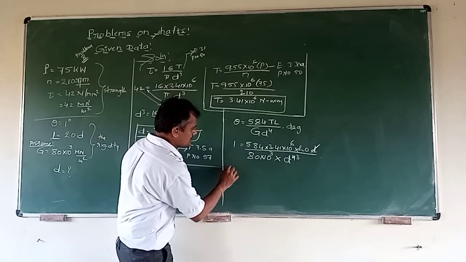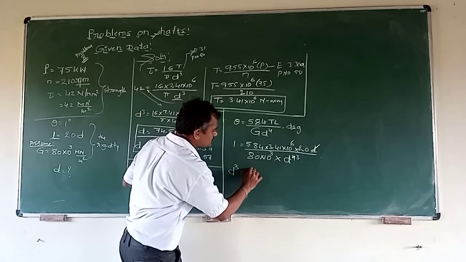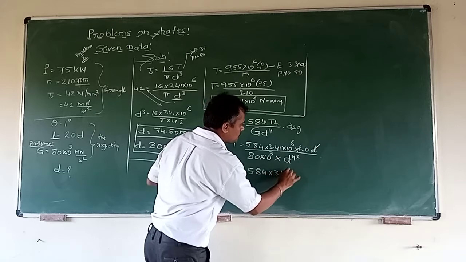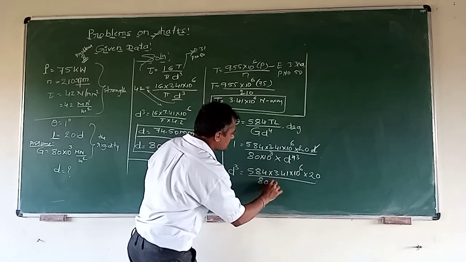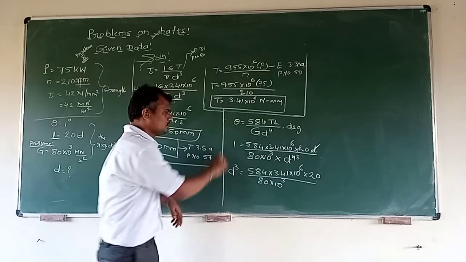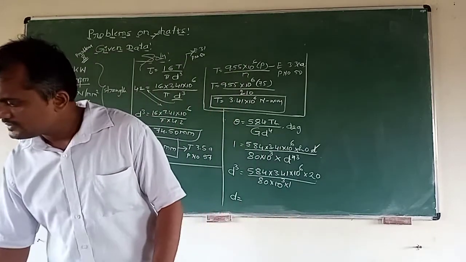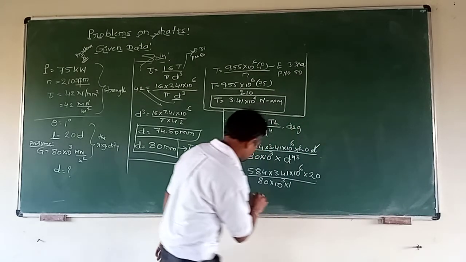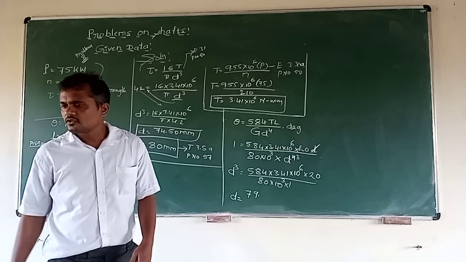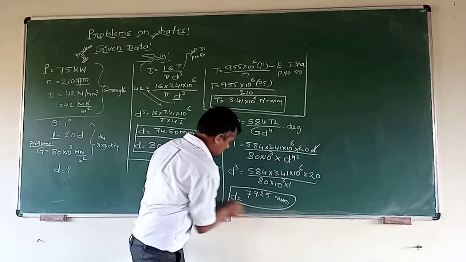I can rearrange this. D cube goes to the numerator side on the left hand side, which equals 584 into 3.41 into 10 raised to 6 into 20 upon 80 into 10 raised to 3 into 1. So what is the answer you are getting? 79.25. Okay, 79.25 mm you are getting, right? So this is how you can calculate.